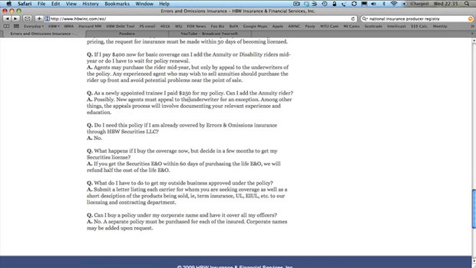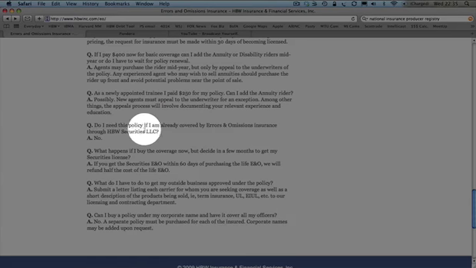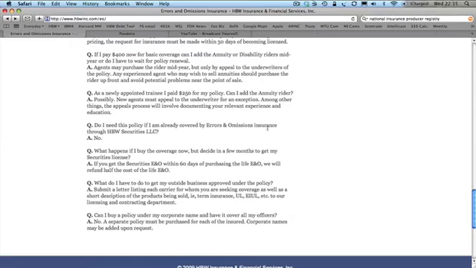It talks about the newly appointed trainee. Same thing. If you think you're going to sell annuities or disability, buy the riders now. And then the next question: do I need this policy if I'm already covered by errors and omissions insurance through HBW Securities? No. In addition, when the registered investment advisory business grows, if you are covered under an E&O policy for RIA business, you will not need errors and omissions for life insurance because your RIA E&O covers you for everything.